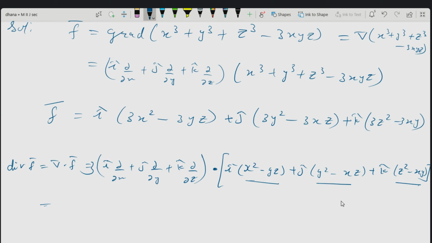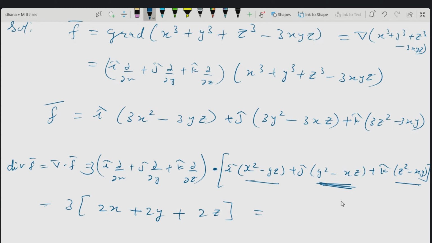Okay, when I'm saying this, I'm underlining those terms. So 3 as it is. I dot i will be 1, and the first component needs to be differentiated with respect to x. So what will you get, tell me? 2x. Done. Then the remaining 2 will be 0, since i dot j and i dot k are 0. Now j dot j will be 1, and you need to differentiate the second component with respect to y. So what will you get? 2y. Plus 2z.